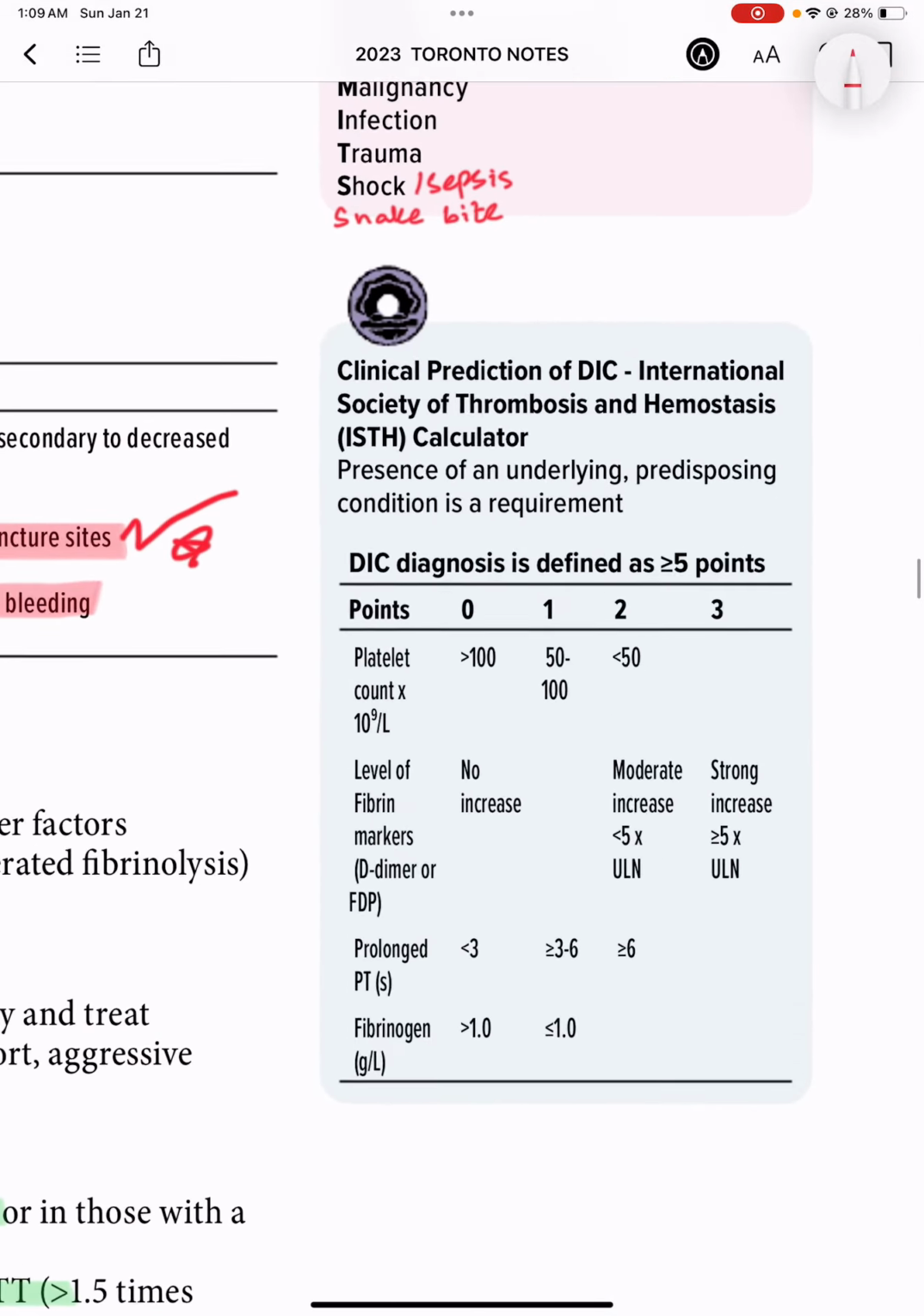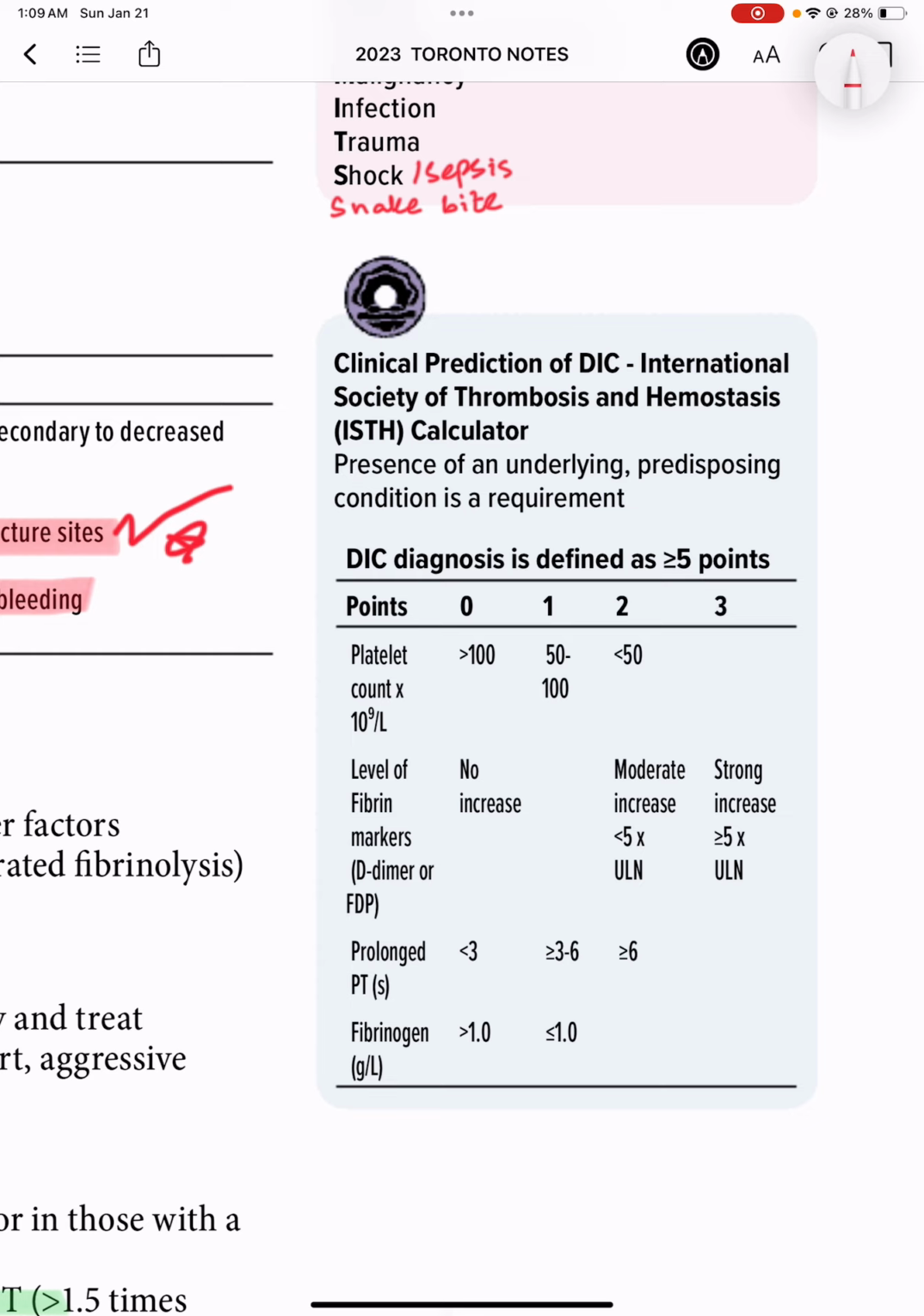And then this is the clinical prediction of DIC, the International Society of Thrombosis and Hemostasis ISTH calculator. Presence of an underlying predisposing condition is a requirement. There is some underlying predisposing condition like an obstetric hemorrhage or like any sepsis or snake bite, and then we can do DIC diagnosis if we have 5 or more than 5 points.